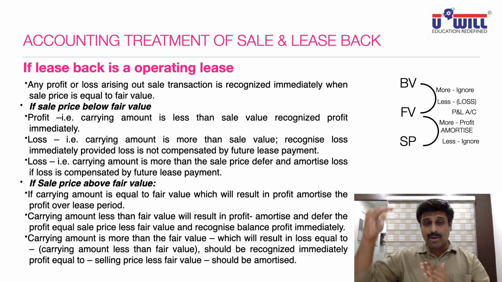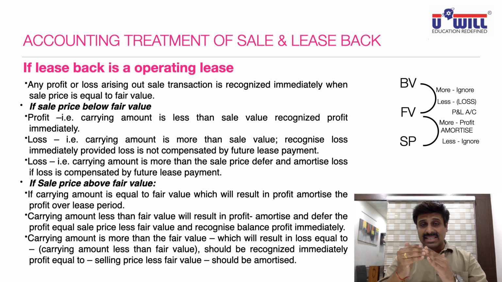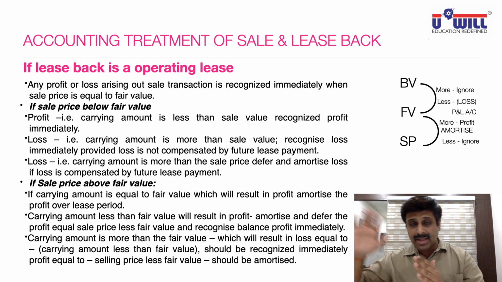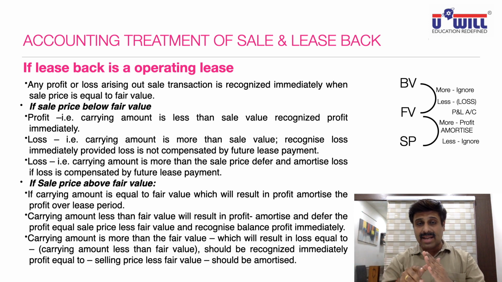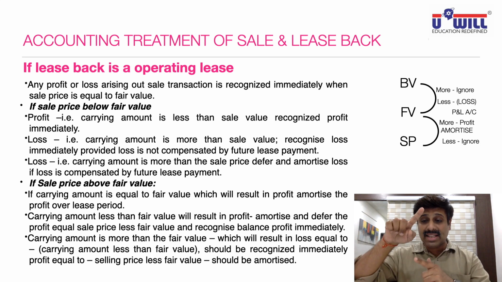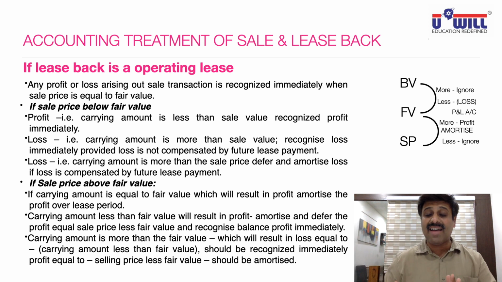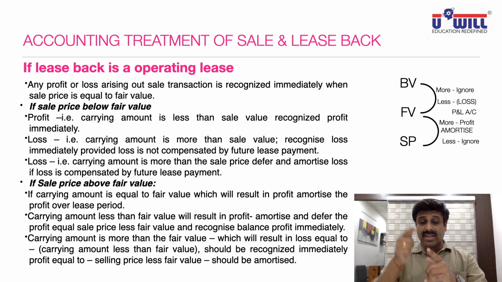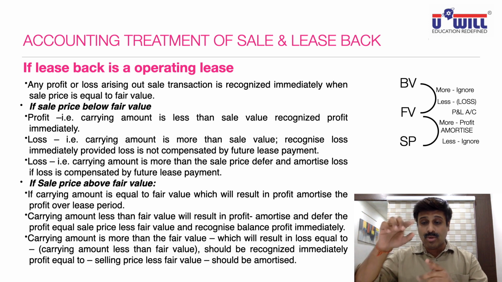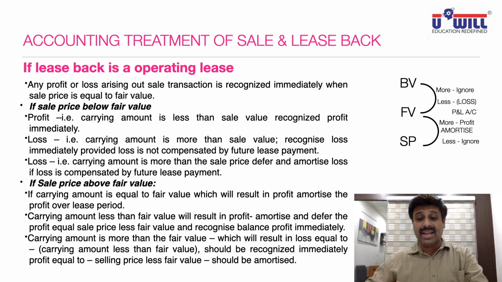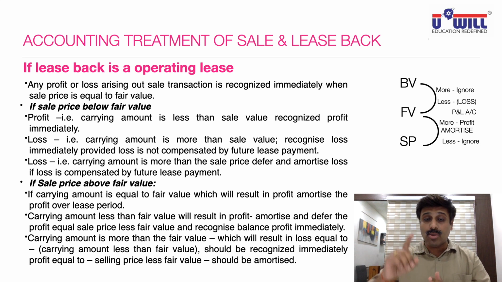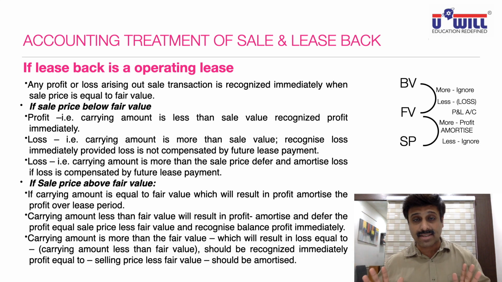First compare book value with fair value. Here in this comparison, you ignore the more amount. Then compare fair value with selling price. Here if selling price is less than the fair value, you ignore it. In the first one, if fair value is more than the book value, ignore it. In the second one, selling price is less than the fair value, you ignore it. In the first one, if fair value is less than the book value, then take the loss immediately to the P&L account. In the second one, if selling price is more than the fair value, then profit, amortize it.